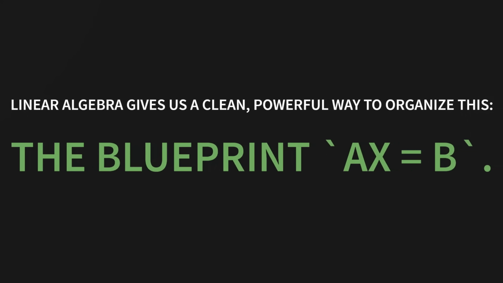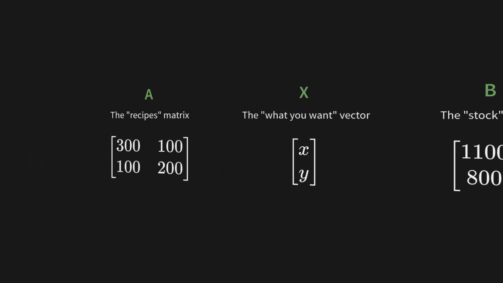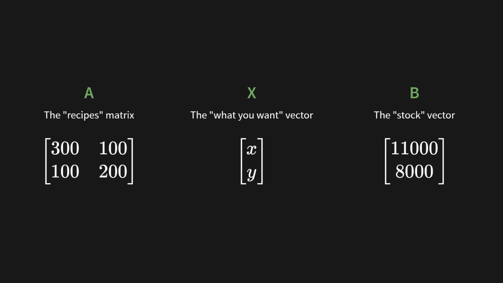Linear algebra gives us a clean, powerful way to organize all of this. The blueprint AX equals B. Now, don't panic. This isn't a new rule you have to memorize. It's just a filing system, a way to keep things tidy. Let's look at the pieces. First, we have A. This is the recipes matrix. See here? The first column is the recipe for blend A, 300 and 100. The second column is for blend B, 100 and 200.